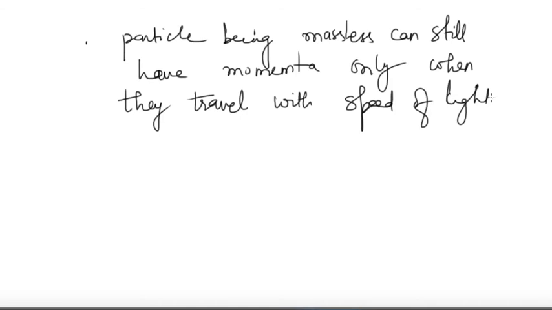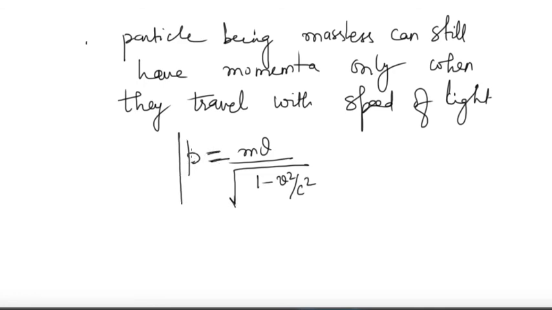This I can see from the relativistic expression of momentum, p is equal to mass times velocity divided by the square root of 1 minus v square by c square. This can be easily seen from this expression. When the particle travels with the speed of light and is massless, then it can possess momenta.